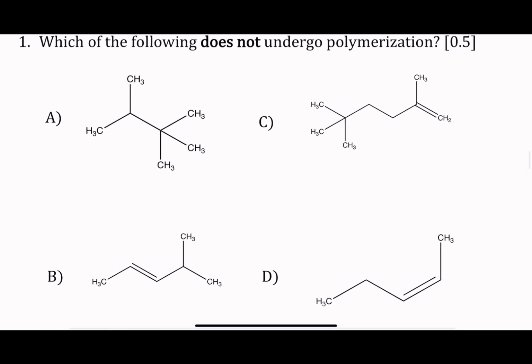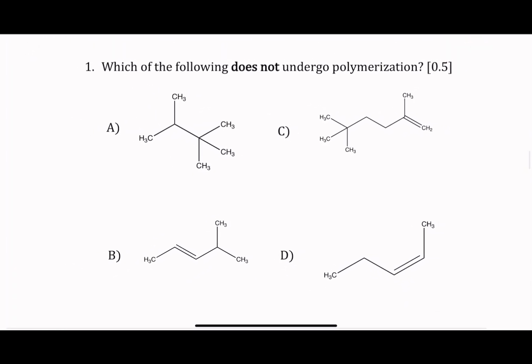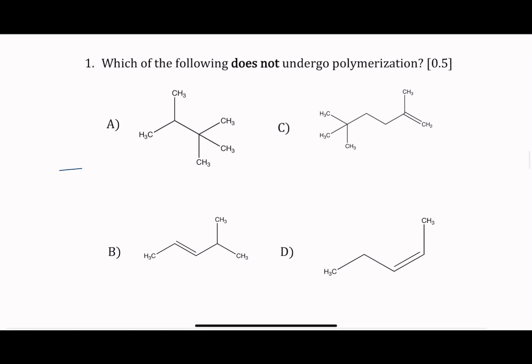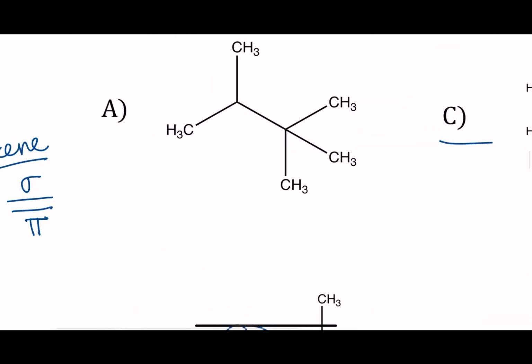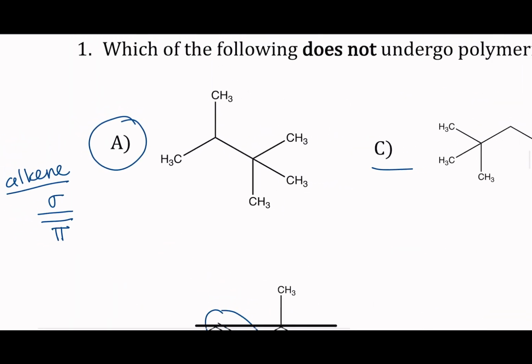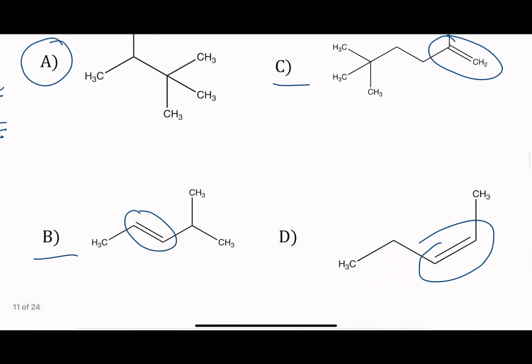If you remember, we talked about polymerization in my other video, which I highly recommend to rewatch before your midterm. For polymerization, you need to always have a double bond, meaning one sigma and one pi bond, such as we have in alkenes. So out of here, you can see that we have double bonds in C, B, and D options, but not in A. So A is going to be the one that does not go through polymerization.